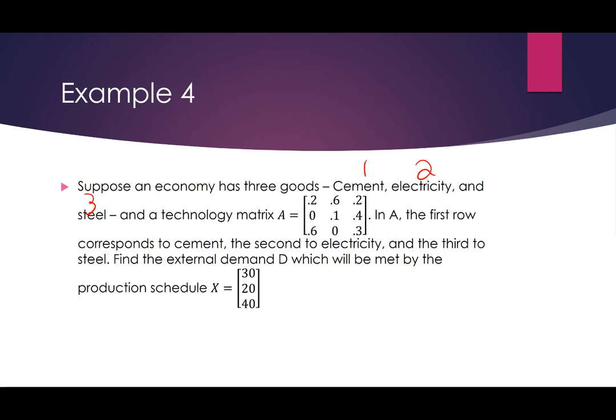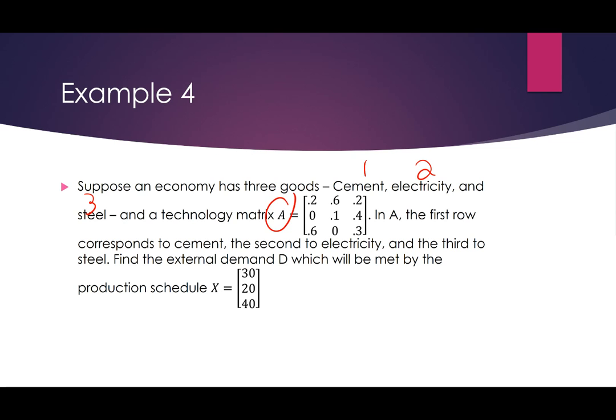But it's besides the point. Let's get back to the math though. In A, which is this matrix, the first row corresponds to cement, as we mentioned. That's how much cement is used to produce products. The second is electricity used to produce products, and the third is steel. Find the external demand D, which will be met by the production schedule X.